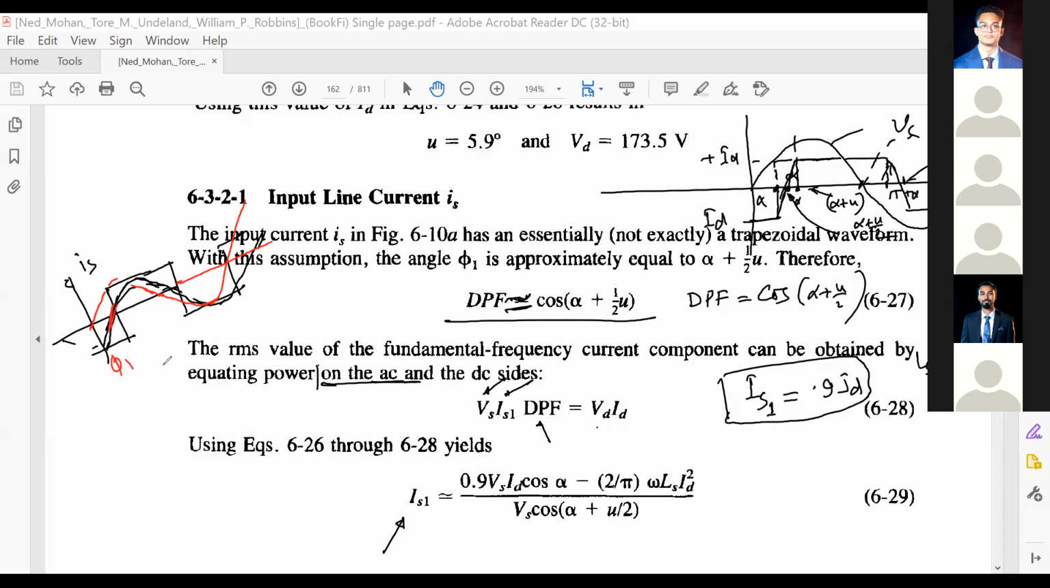So this is the phi 1. What was phi 1 then? If LS equal to 0, what is this phi 1? Alpha. But if there is an LS, your phi 1 will be alpha plus u by 2. So input power will be Vs IS1 times the displacement power factor, and then VD ID. If we equate this, from that we can find the value of IS1. You understand it or not? Yes, sir. Okay, good.